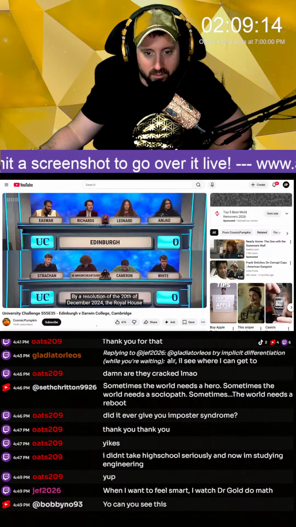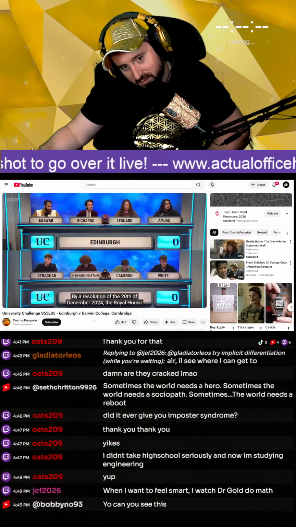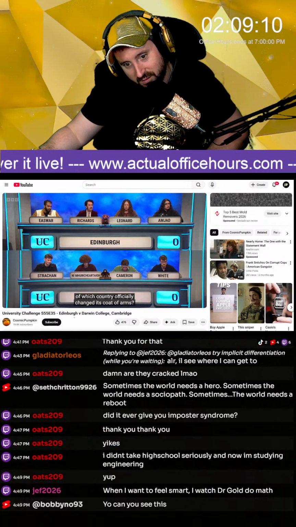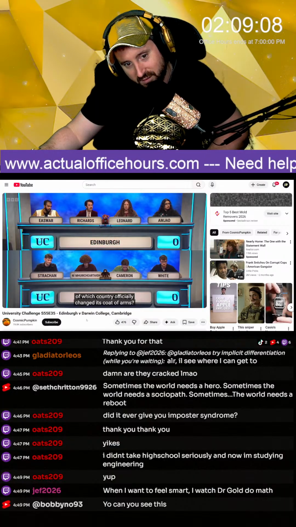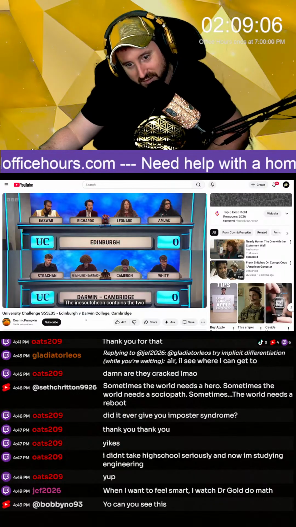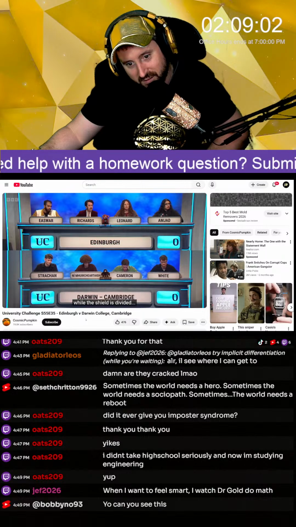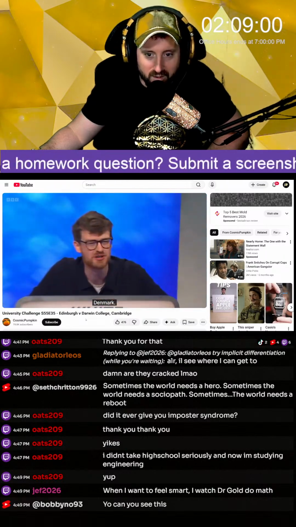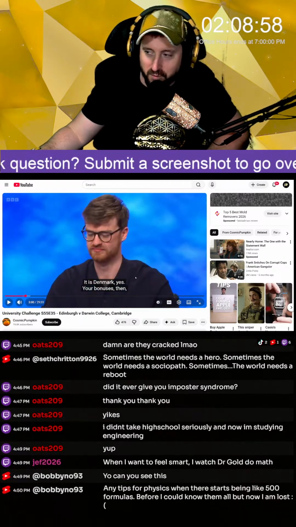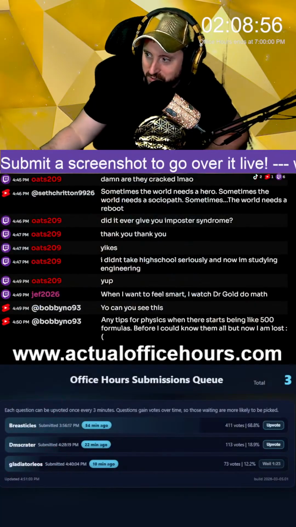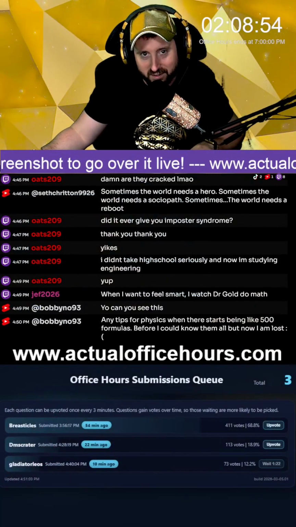By a resolution of the 20th of December 2024, the royal house of which country officially changed its coat of arms? The inner scutcheon contains the two bars of the dynasty's parent house, the House of Oldenburg, while the shield is divided... Denmark. It is Denmark, yes. Dude, who knows this information, dude? The coat of arms for Denmark? I have no clue about that.